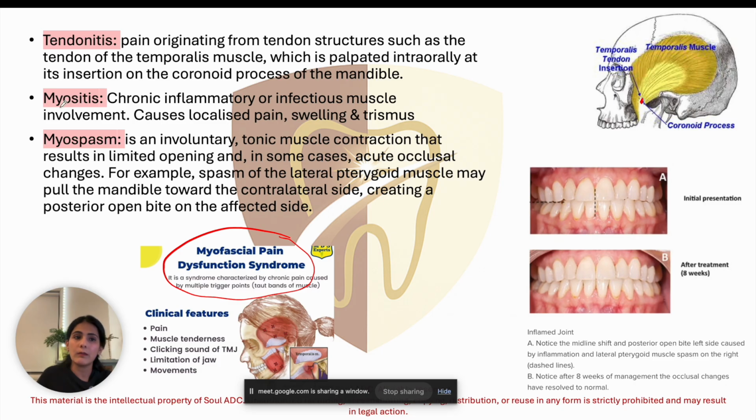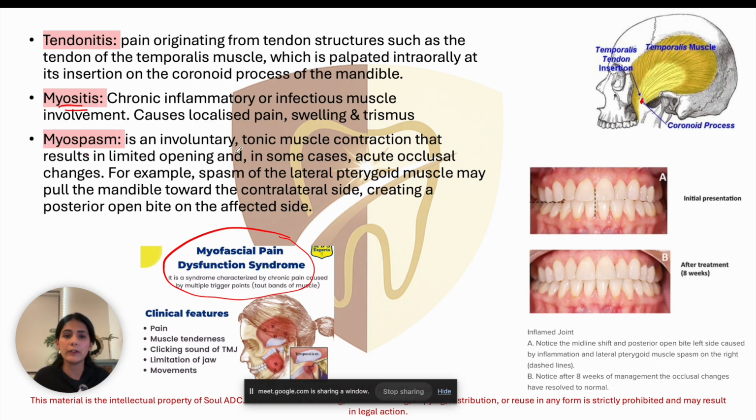Now when I talk about myositis, itis means inflammation. So this is a chronic inflammation or an infectious muscle involvement, and that causes localized pain, swelling and trismus. And when I talk about spasm, spasm is basically your muscles going into spasm, and that causes problems. So itis is inflammation and there is infection happening. However, when I talk about spasm, it's basically your muscles getting into spasm. For example, your lateral pterygoid muscle gets affected. So that going into spasm can cause problems.